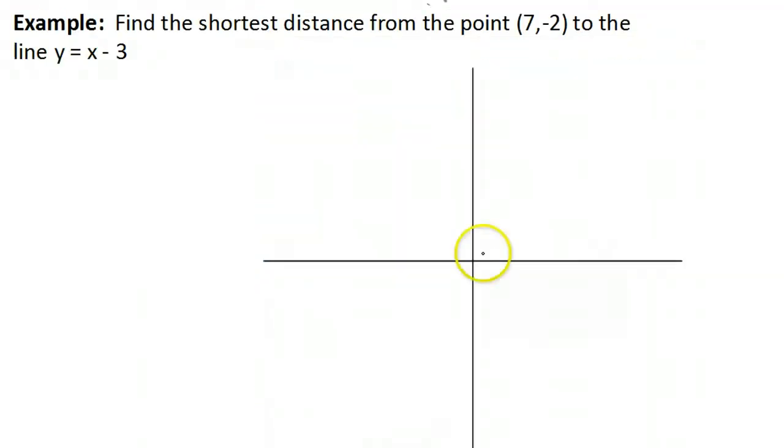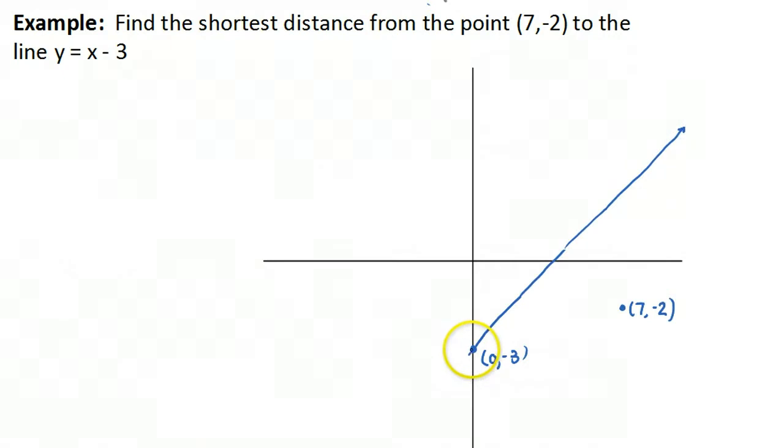So (7, -2) is somewhere around here. And then y = x - 3, so we're going to have a -3. So that's (0, -3), and I see I have a slope of 1. So I'm going to do this. Okay, that works. Alright, so now I need to figure out what the shortest distance is if I was to travel from this point here to this line.